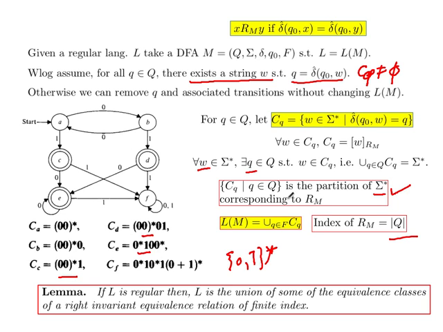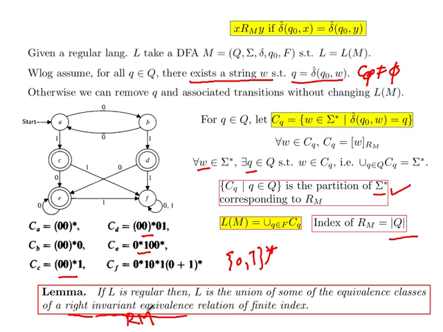Okay, so now this gives us the proof of this 1 to 2. It says that what? If L is regular, then we can do this. So if L is regular, then L is the union of some equivalence classes of a right invariant equivalence relation. So what is this right invariant equivalence relation that we are mentioning here? It's nothing but Rm, right? So this right invariant equivalence relation here is actually just Rm, the Rm that we defined.